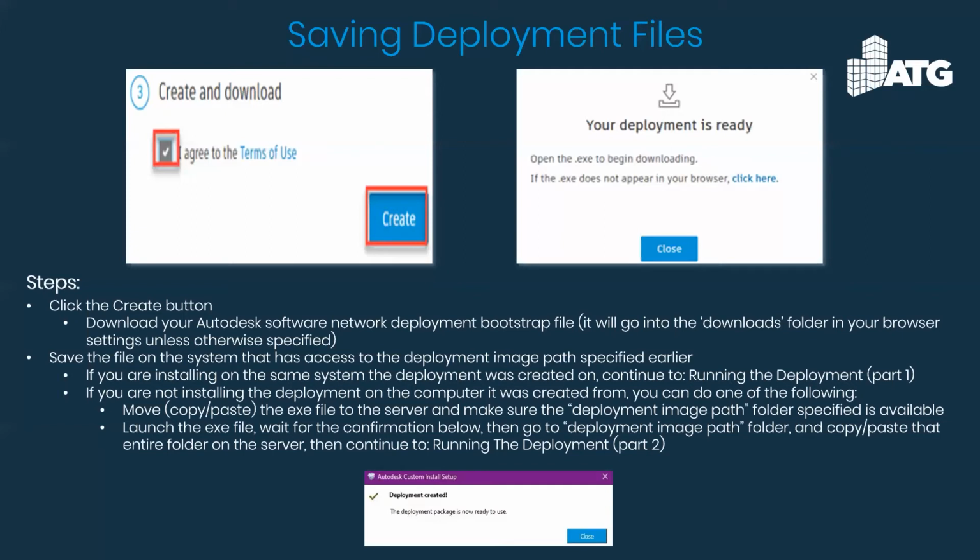Okay, so this is kind of what I was talking about a little bit. If you're installing on the same system that the deployment was created on, we'll go to running the deployment, and you already saw that part. But if you're not installing it on the computer it was created from, then you can copy and paste the executable file to the server, but just make sure that the deployment image path folder that you put in is created on that folder first before you move it over and launch the executable. So you can move the executable and just launch it and follow the prompts on the screen.